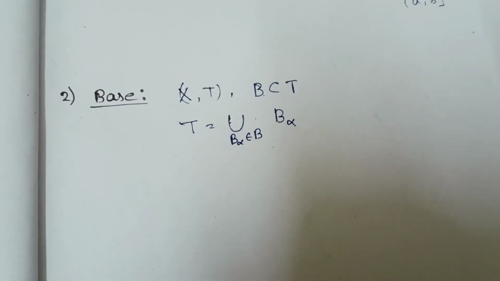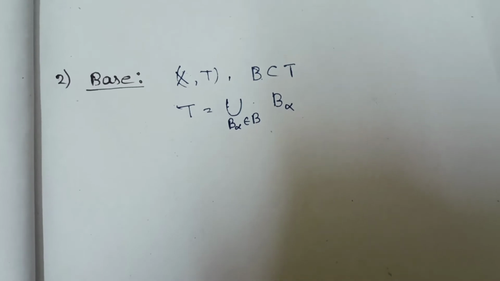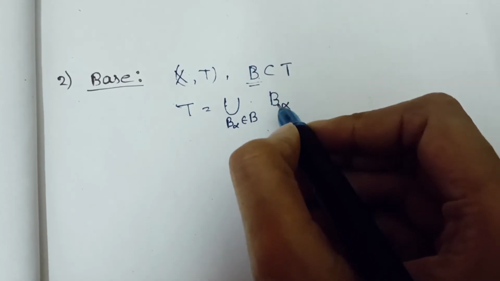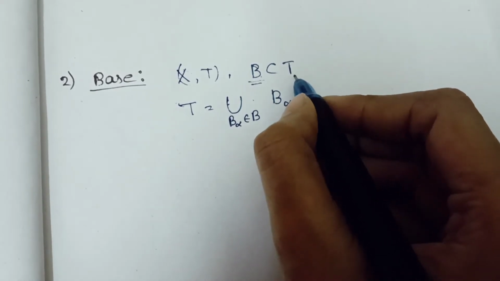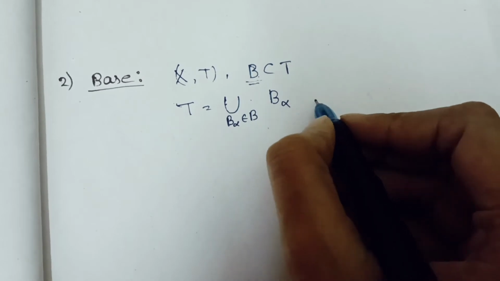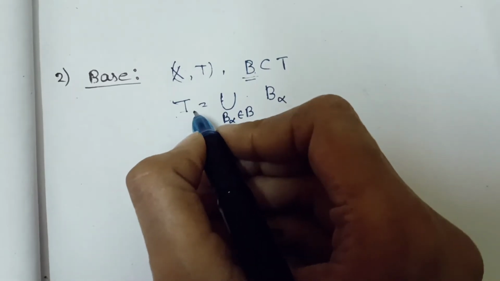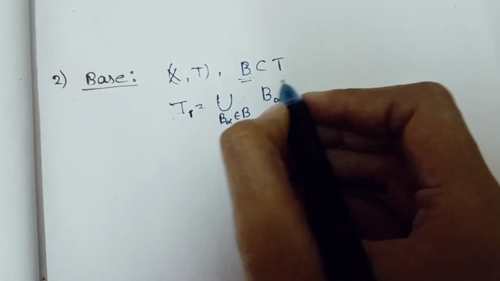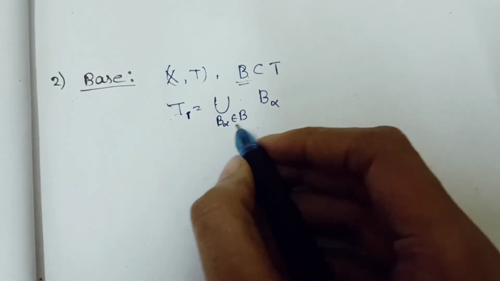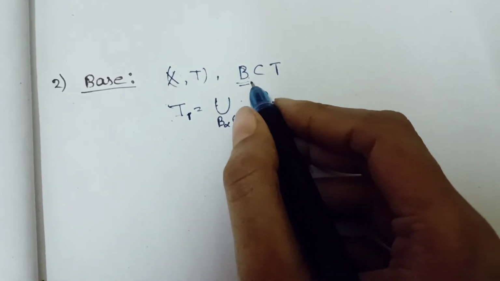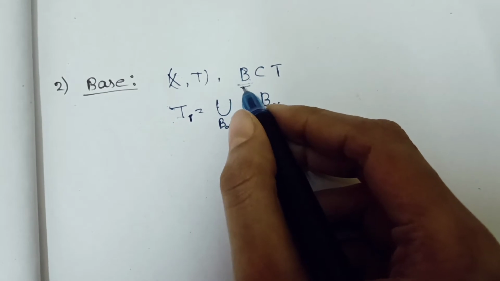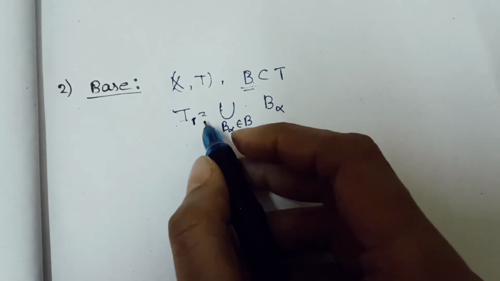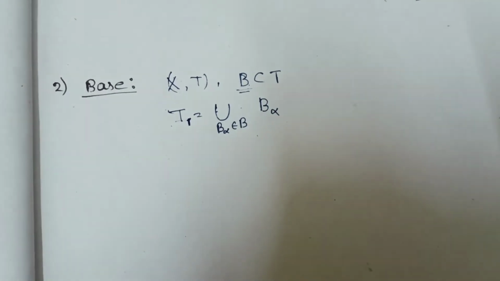Or in other ways, we can say that B is such a set that the union of members of B generates the elements of T. Okay, so any element, call it T1, T1 is an element of T. So any element of T can be written as a union of members of B. Okay. So this is called the base of a topology (X, T).